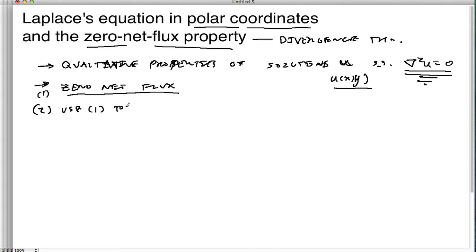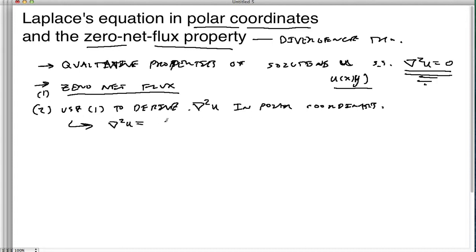We're going to use one to derive the Laplacian in polar coordinates. So we know, for instance, that in Cartesian coordinates we can write down the Laplacian as just the second partial with respect to x and the second partial with respect to y. But what if we define u in terms of r and theta? So now we have a different way of representing it.